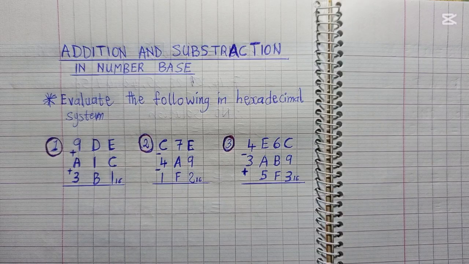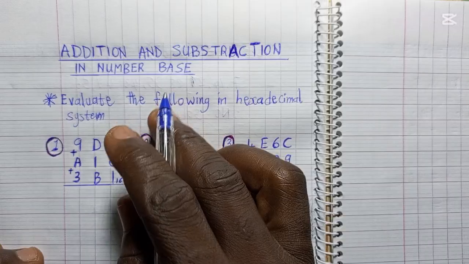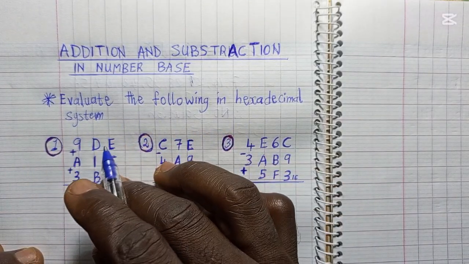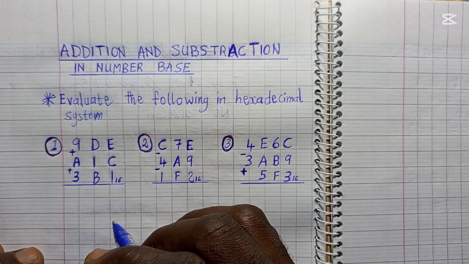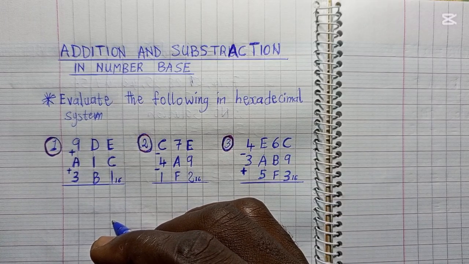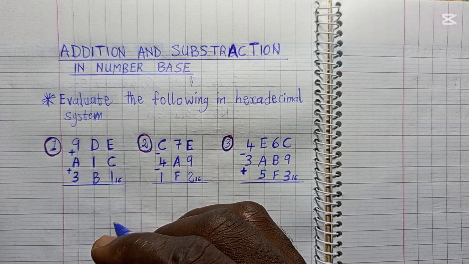Without wasting much of our time, you can see before us here addition and subtraction in number bases. We have the following question: evaluate the following in the hexadecimal system. I know this is one of the problems most students encounter in dealing with mathematical problems. So now I've come to break it down for you step by step, so make sure you follow to the end of this video.